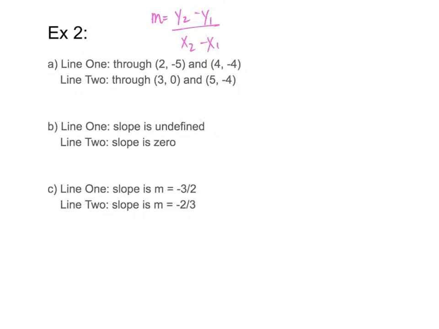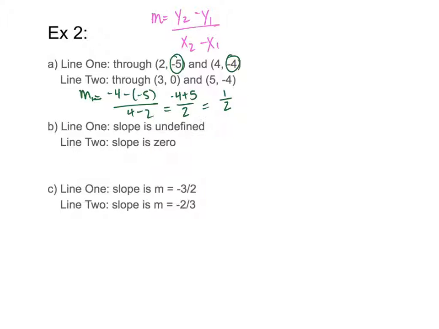So what I'm going to do here is take my slope, and my slope here is -4 minus -5 over 4 minus 2. So the bottom here is a 2, and the top here is -4 plus 5, which is going to be 1 over 2.